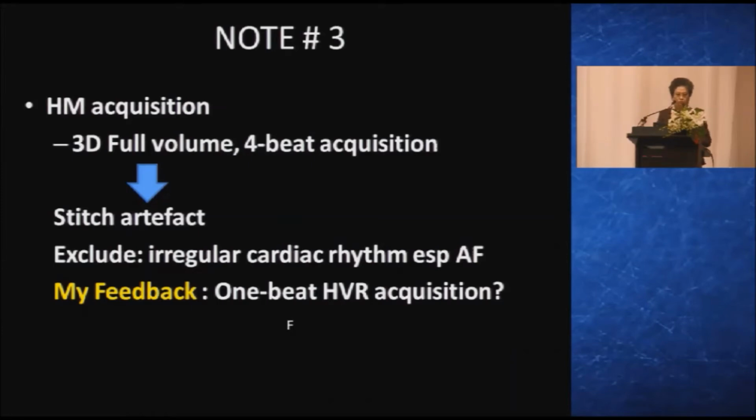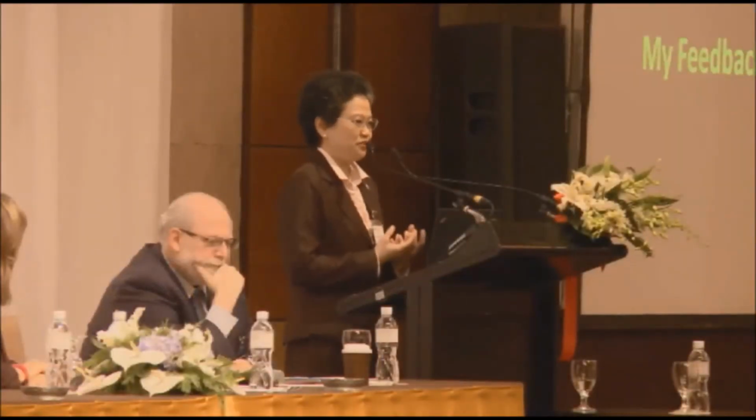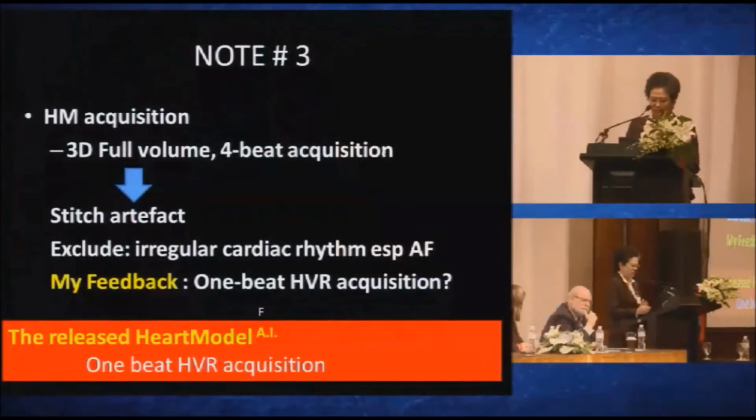And you cannot do HeartModel on people who have irregular rhythm, especially atrial fibrillation. And that's the group that needs quantification. So that's my feedback, that I would like to have a 1-beat high volume rate. Is it possible? And I don't know, maybe not because of my feedback, of course, but the released HeartModel right now is working on 1-beat high volume rate acquisition. So that's nice, so that we can extend the use of this technique to a larger range of patients.